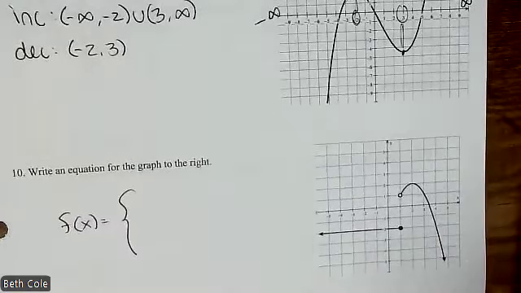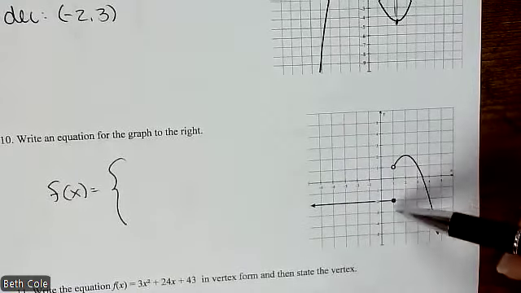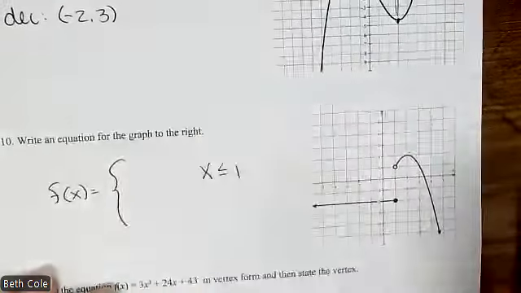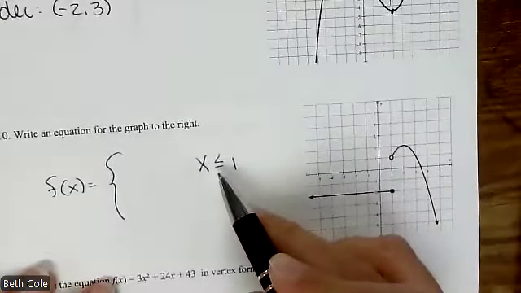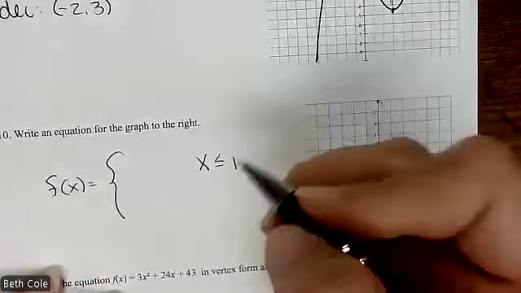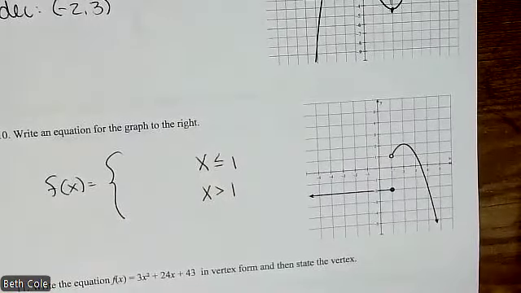I would decide where it splits first. At what X number does this break happen? At 1. So the first thing, we are going to have less than or equal to 1. Why did I put the equal to on that part? Closed circle. And then the other part, greater than 1. I think it's easier if you decide that first.